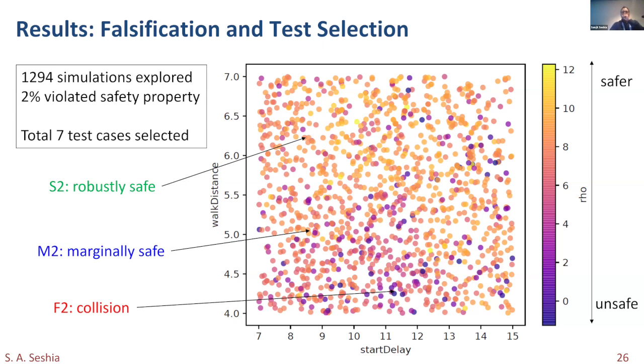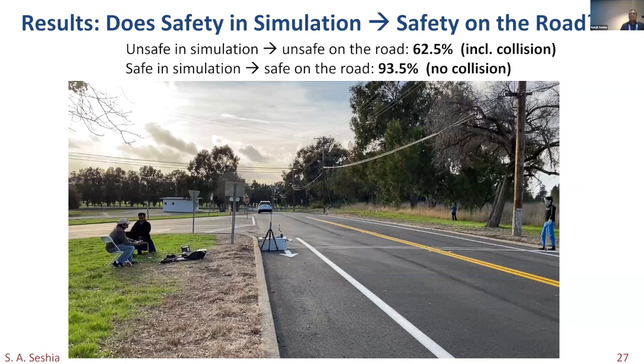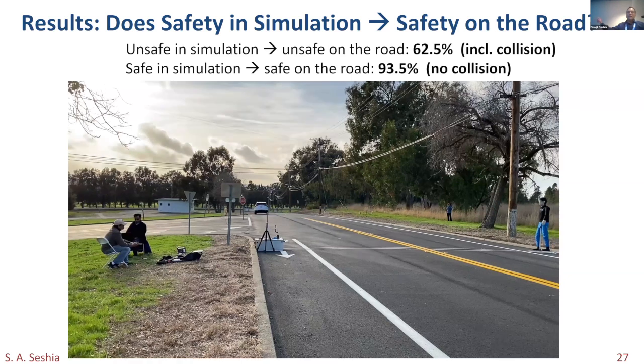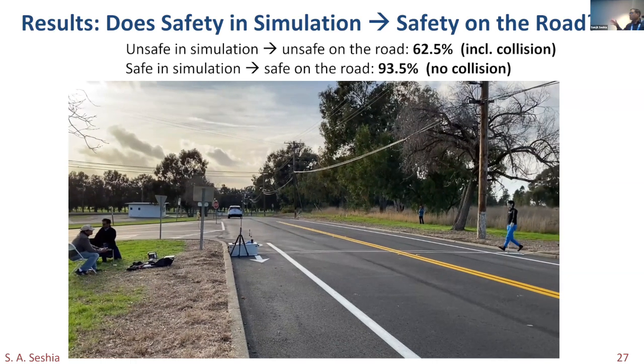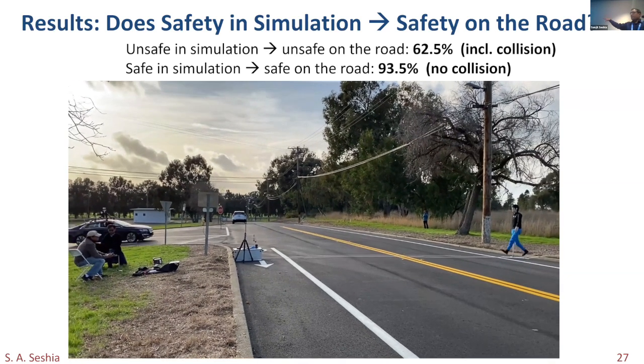What we found in our experiments was that if something was unsafe in simulation, then the majority of the time it was also unsafe on the road. And we found some collisions as well. And if it was safe in simulation, it was safe on the road. The paper actually goes into a lot more detail of what was going on. But here's an example of an unsafe scenario that was found in simulation and also replicated here on the road.